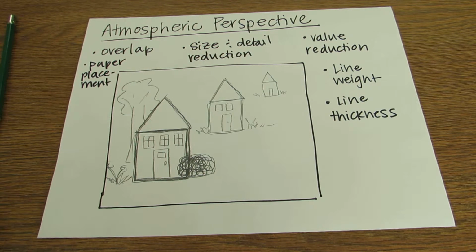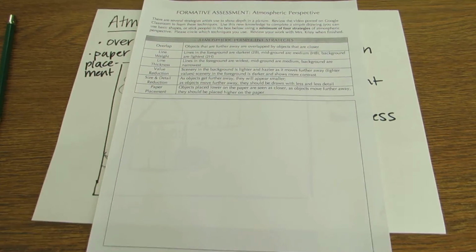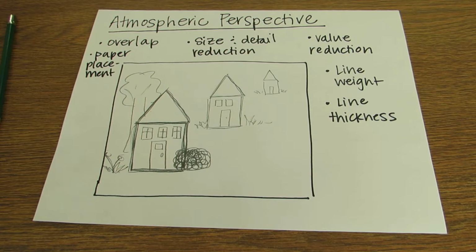For your formative exercise, I want to see that you can replicate at least 4 of these strategies in the box on your worksheet that looks like this. Please don't copy my drawing exactly. Make it personal, make it original, make it your own. You don't need to even do things as elaborate as my drawings. Just basic shapes would be fine.